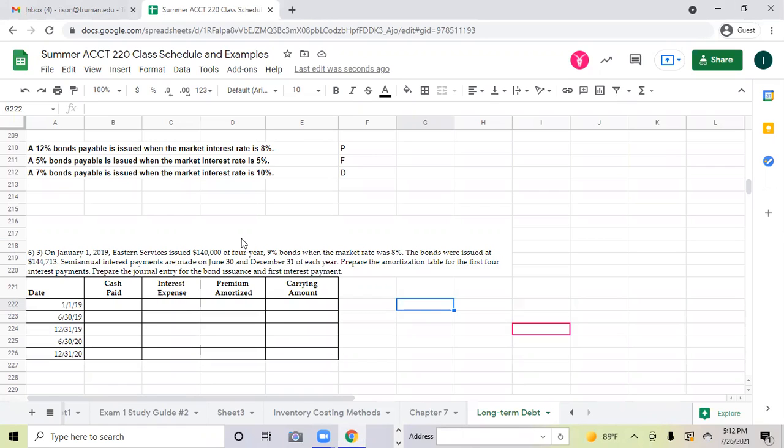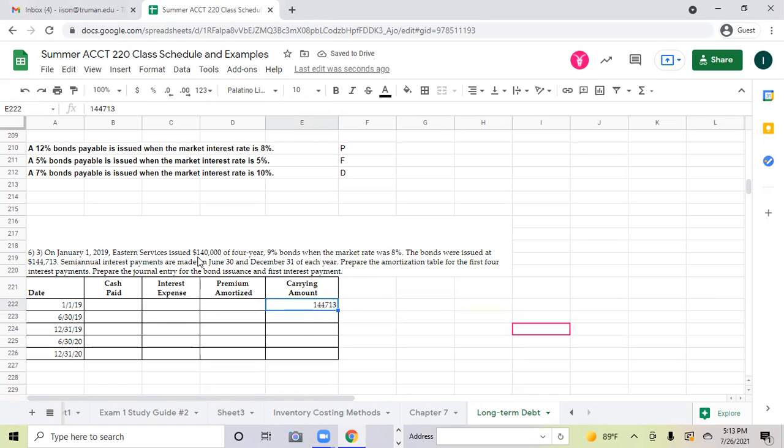Okay, perfect. So $140,000, 4-year, 9% bonds when the market rate was 8%. Bonds were issued at 144,713, with semi-annual interest payments on June 30th and December 31st. Prepare the amortization table. So the logic on this problem is this 144,713 is the actual amount of cash we received.